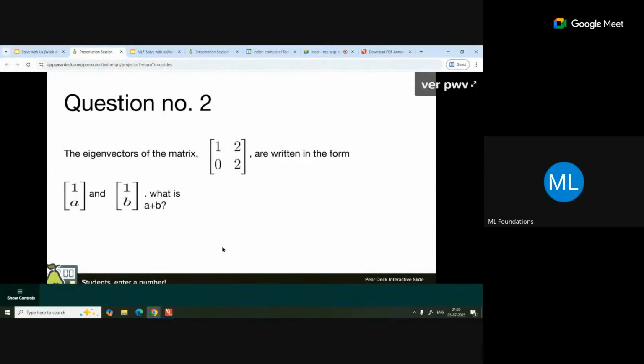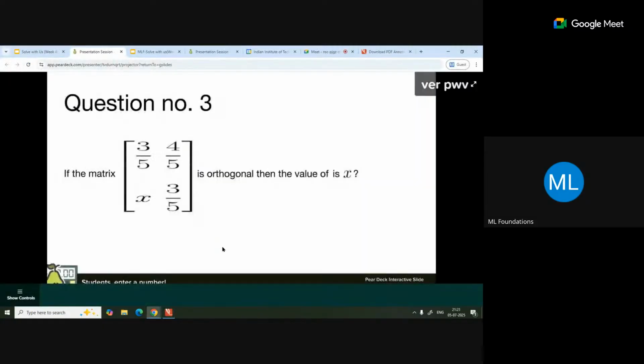Okay, let's see another question. If the matrix is orthogonal, then what is the value of x? That is the question.